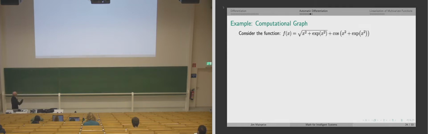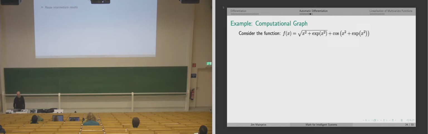So let's take an example. You have a function here that takes only a scalar as input and computes x squared plus exponential of x squared, and computes the square root of that. And then the cosine here computes x squared again plus exponential of x squared again. So you can see that you have the same expression twice here.